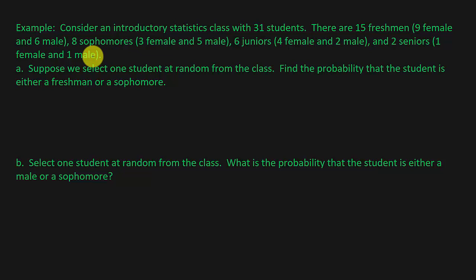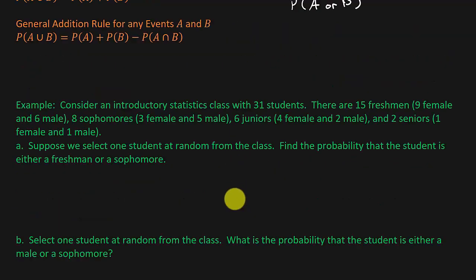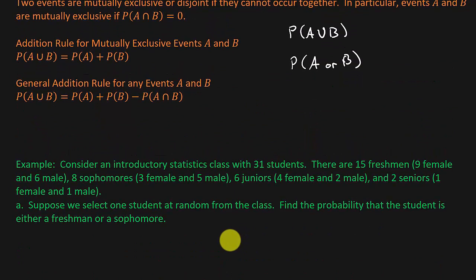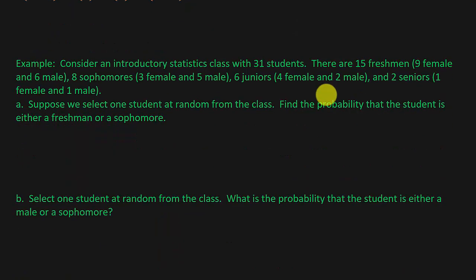All right, so if you look at this, you can see that these events are mutually exclusive because you can't be a freshman and a sophomore at the same time. You're one or the other. Okay, so those can't occur together. Those can't happen together. So they're mutually exclusive or disjoint. They have nothing in common. All right, so the probability, let's see, a freshman or a sophomore.